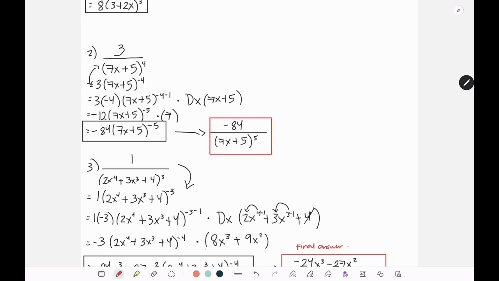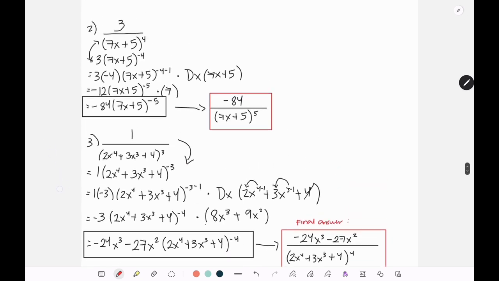Yan. So, napakadali lang guys ng ating chain rule. Okay? Final answer.